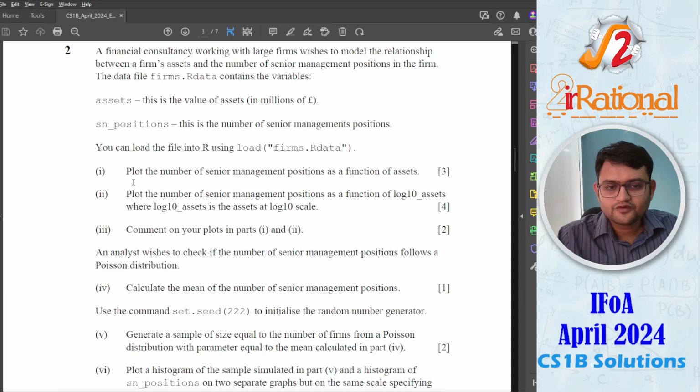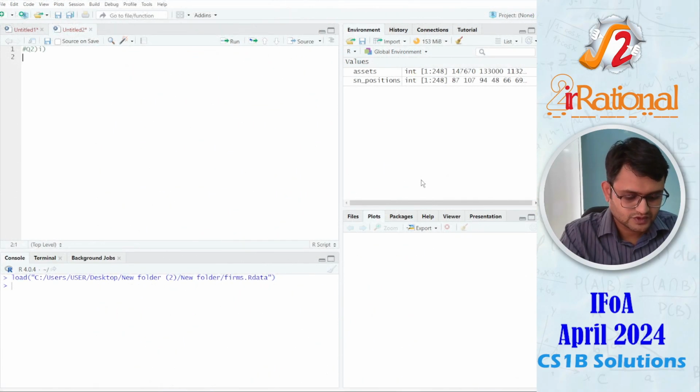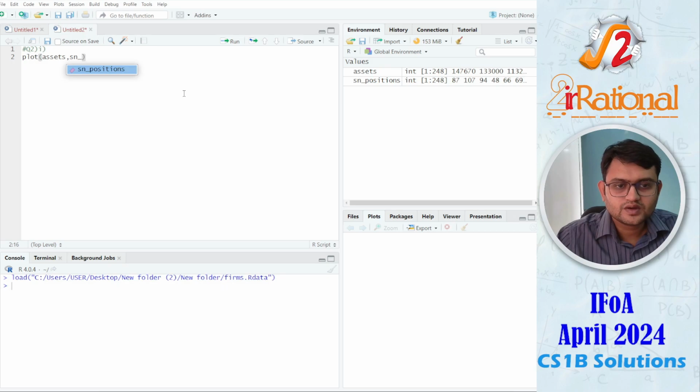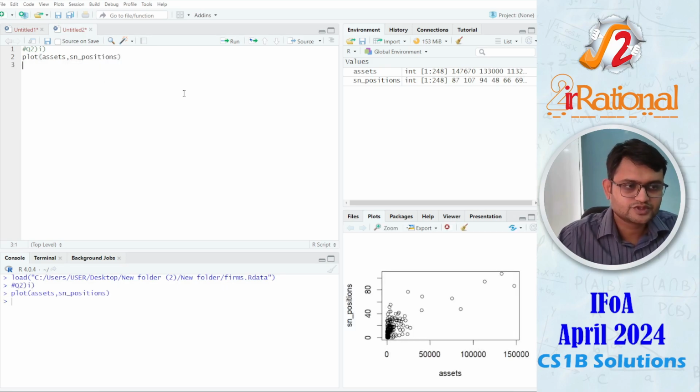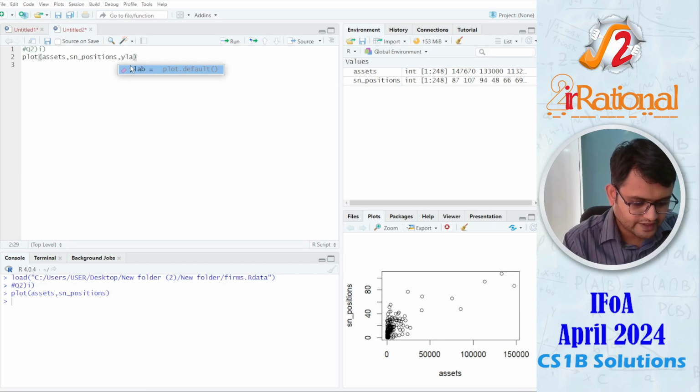Yes. First part, plot the number of senior management positions as a function of assets. So we'll have plot assets, comma, SN underscore senior positions. Okay. I'll change the y label.